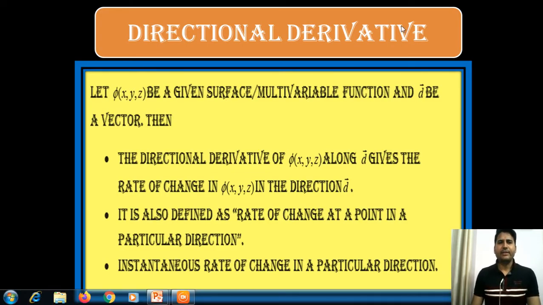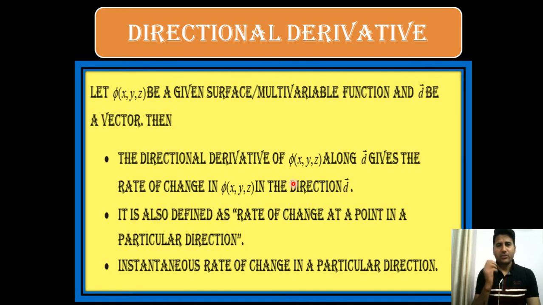Now, directional derivative. Basically, what is a directional derivative? The directional derivative of a function along a particular direction gives the rate of change. It means it is a rate of change for a given function in a particular direction. It is also defined as the rate of change at a particular point in a particular direction, or the instantaneous rate of change in a particular direction.